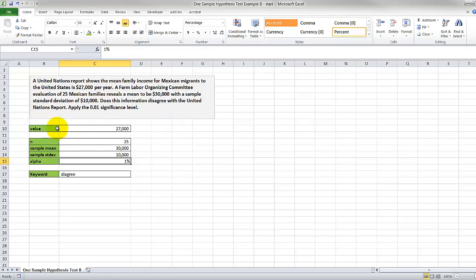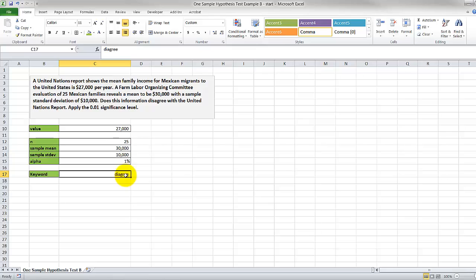Okay, so this is everything we know about the problem, and the trick about actually investigating these is to essentially pick out the keyword and understand what this keyword is telling us. Now, disagree. So what does that mean? Well, we can disagree two different ways on this problem. I could statistically say 30 might be above 27. Statistically, I know it sounds weird, but we could say maybe it's less than the 27. So in this particular problem, we're actually testing both tails.